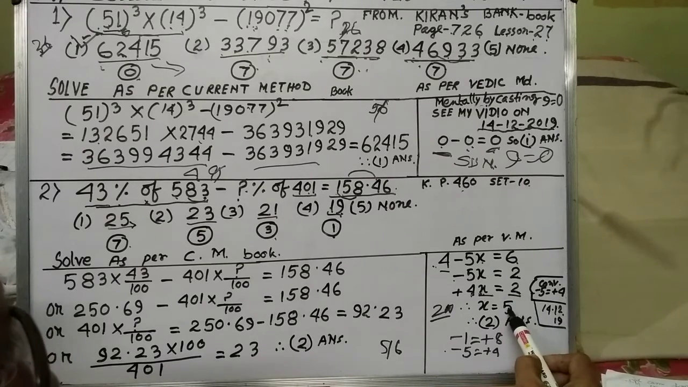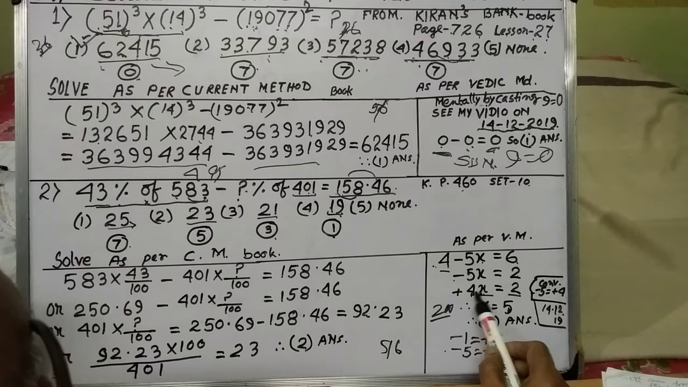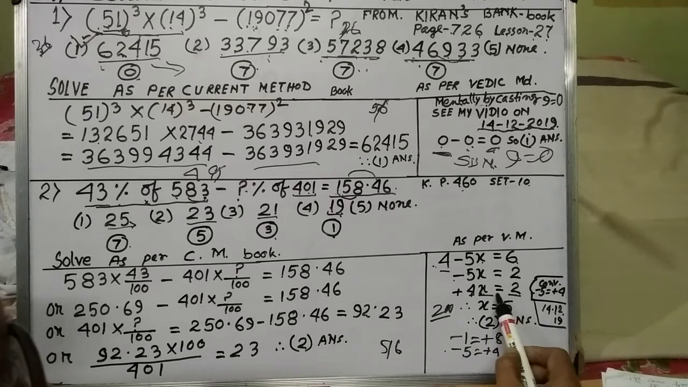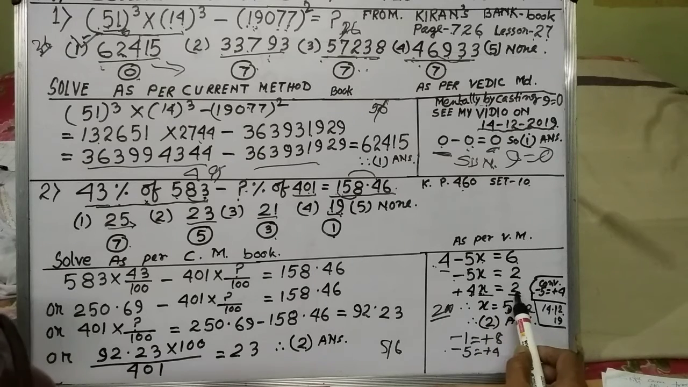Answer casting is 5. And suppose 4 1s are 4, 4 2s are 8, but it is 2. 4 3s are 12, that is casting 3, but it is 2. So 4 5s are 20, so that it is 2. So the answer casting is, x is equal to 5.